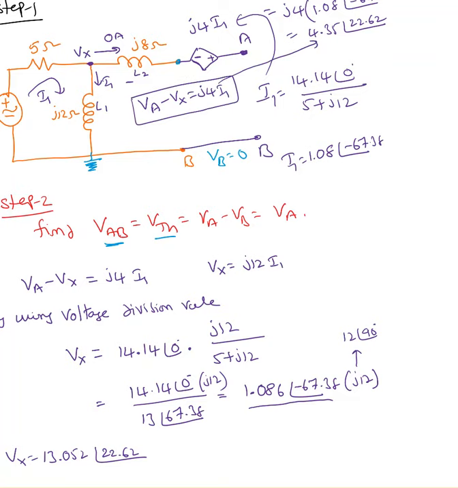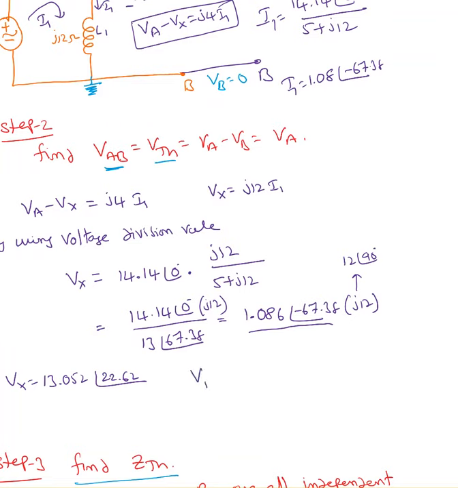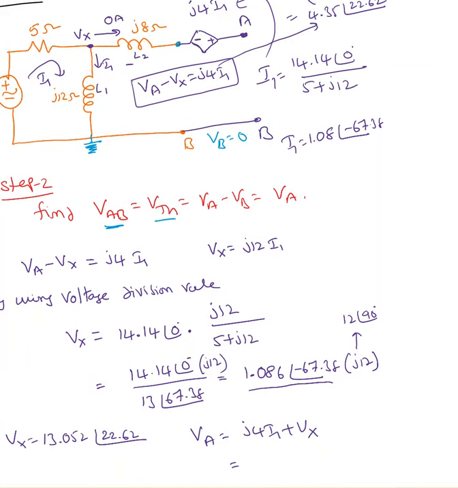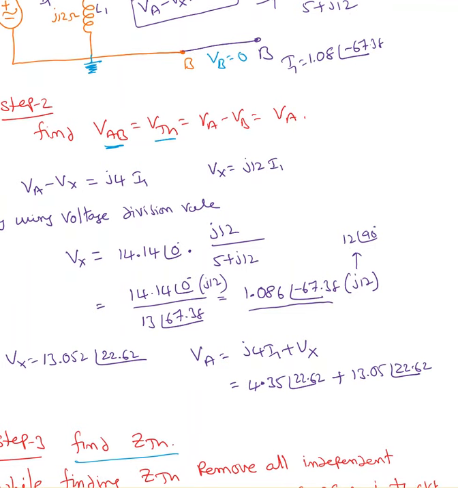I know Vx value. So VA equal to j4 times I1 plus Vx. I already have j4 times I1, which is 4.35 at an angle of 22.62, plus Vx equal to 13.05 at an angle of 22.62. So convert these two into rectangular format, my apology. Both of them are in the same direction, so even without converting them I can add them.